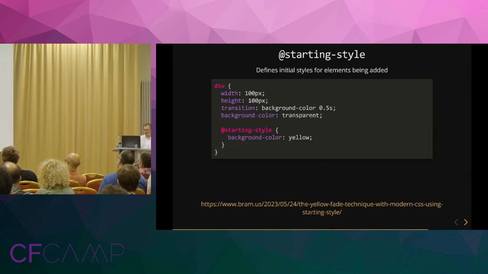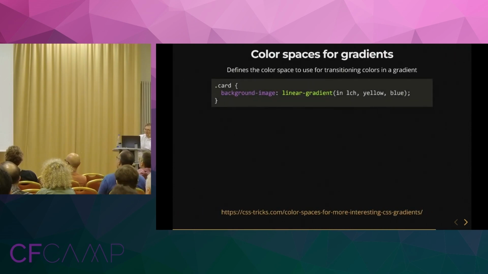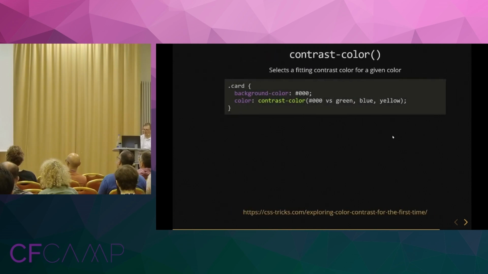Starting style is when an element is added dynamically to the DOM, you can give it an initial style, and that is basically for transitioning the styles in there. Masonry layout is like I already wrote here, like the Pinterest layout, like grid layout, but the elements can be like a brick layout. Color spaces for gradients, I already said there are different new color spaces in there, and for gradients you can say in LCH, make that gradient.